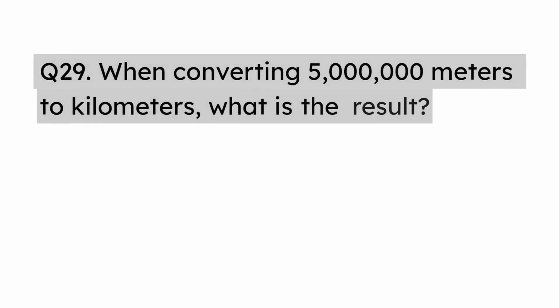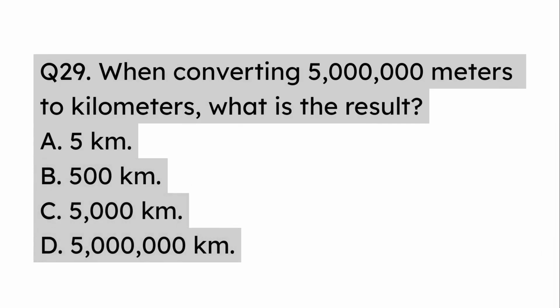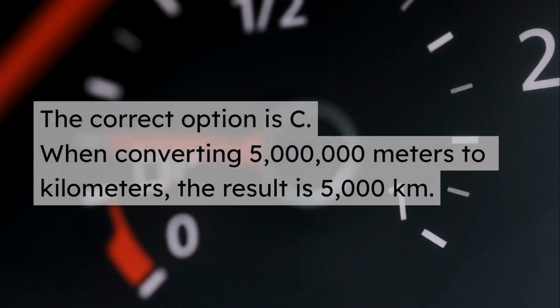Q29. When converting 5 million meters to kilometers, what is the result? A. 5 kilometers. B. 500 kilometers. C. 5,000 kilometers. D. 5 million kilometers. The correct option is C. When converting 5 million meters to kilometers, the result is 5,000 kilometers.